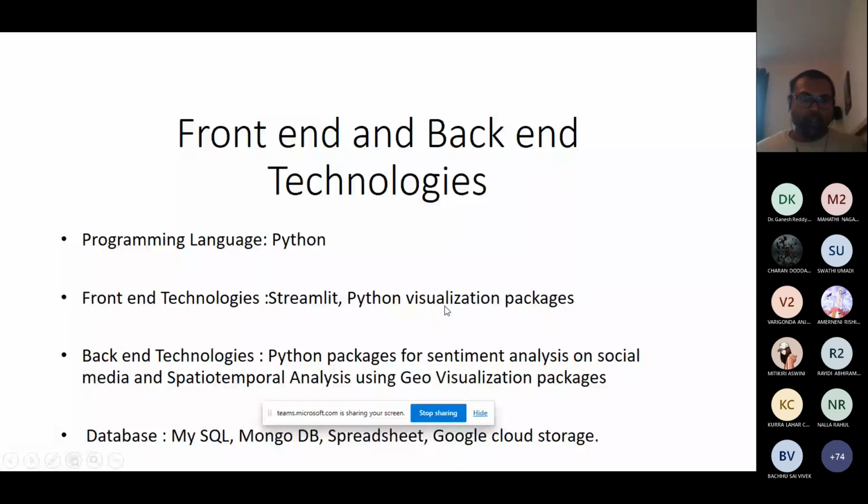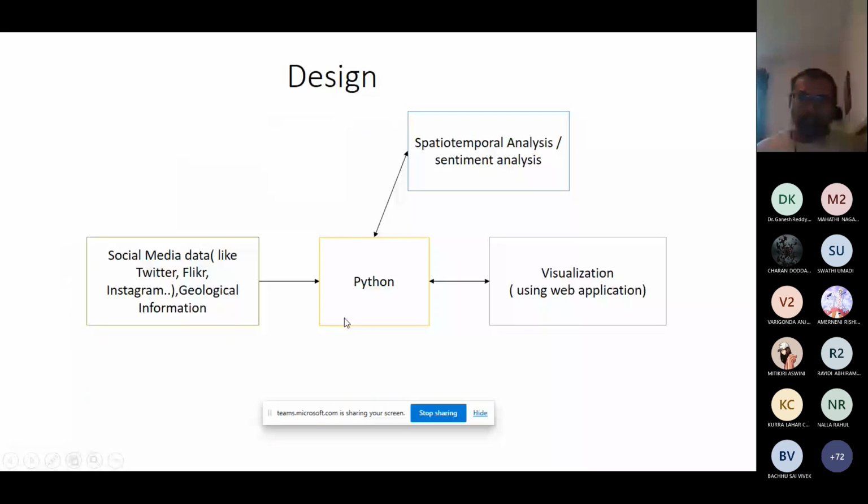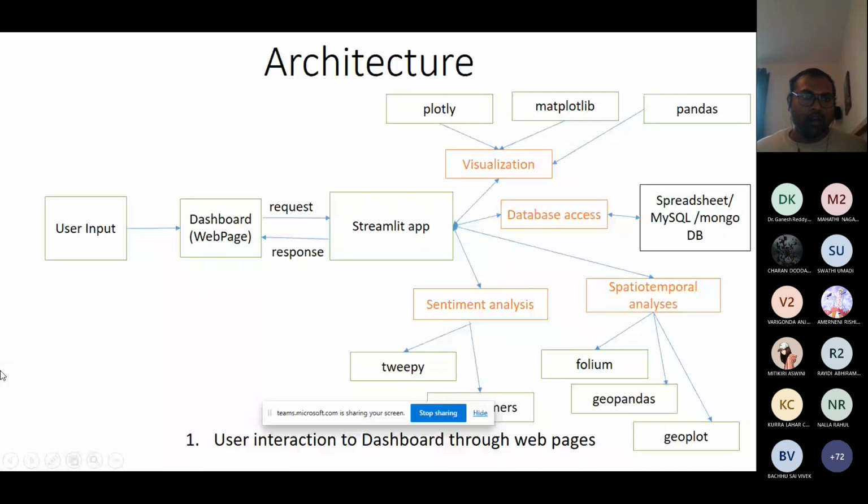So this is the somewhat design I did on that, the Python and the spatio-temporal analysis, sentiment analysis, like social media data like Twitter, Flickr, Instagram, based on the geo information and visualization using web application. So this is the architecture, and I work like user input giving to the dashboard. We are getting the request and response on the Streamlit app, and it can have the visualization.